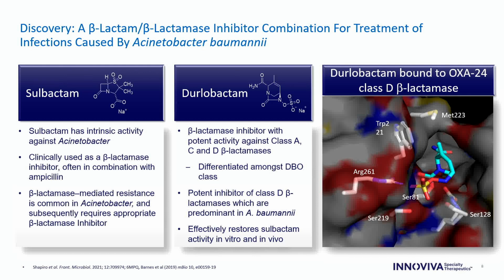So the team had identified durlobactam, which is a member of the diazabicyclooctane class of compounds, or DBOs for short, which is a common beta-lactamase inhibitor class: avibactam, relebactam, and others. The unique and differentiating properties of durlobactam allow it to be broad spectrum, unlike the others. What was important is that durlobactam has the ability to inhibit class D beta-lactamases, which is what predominates in resistance mechanisms for Acinetobacter. So durlobactam effectively restores the activity of sulbactam and is able to fight and knock down Acinetobacter pathogens.